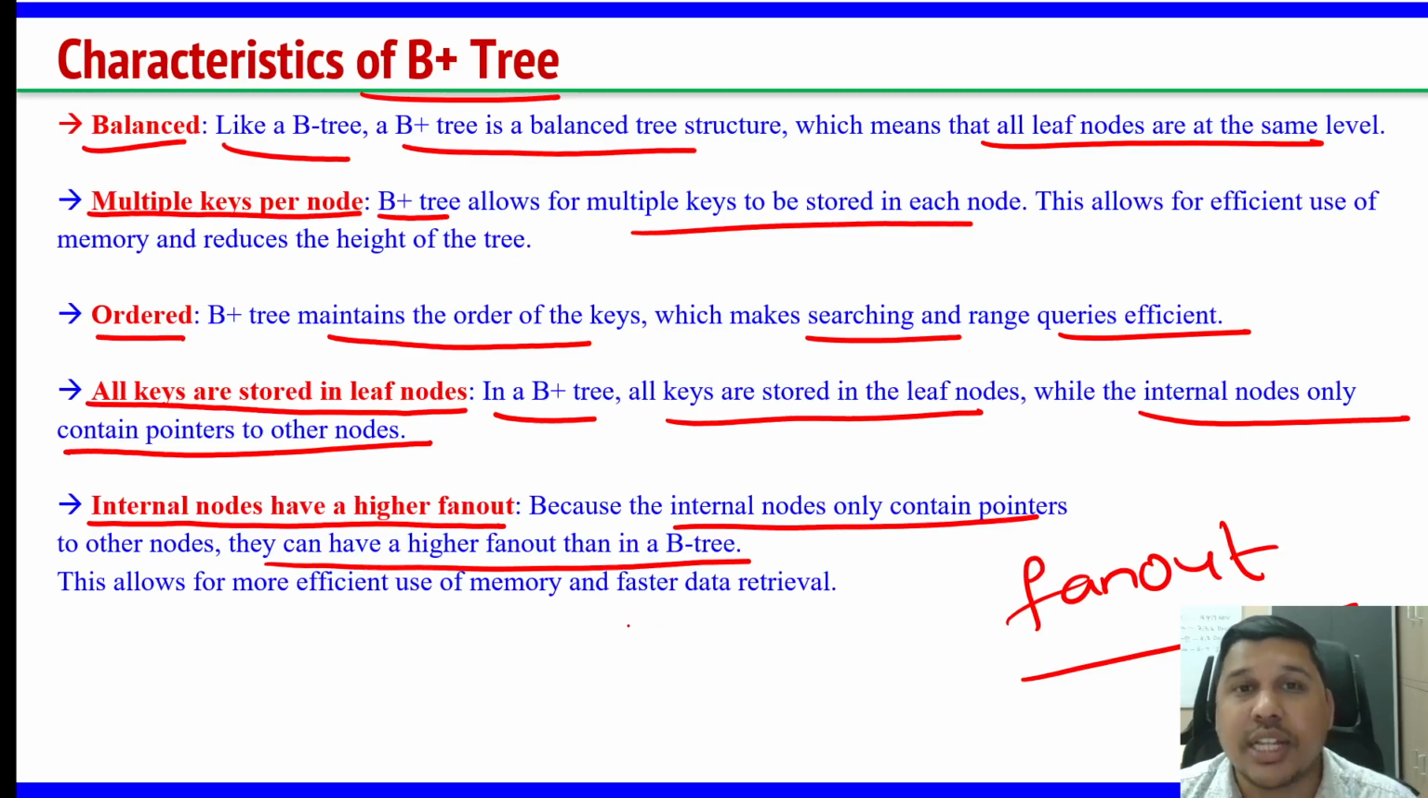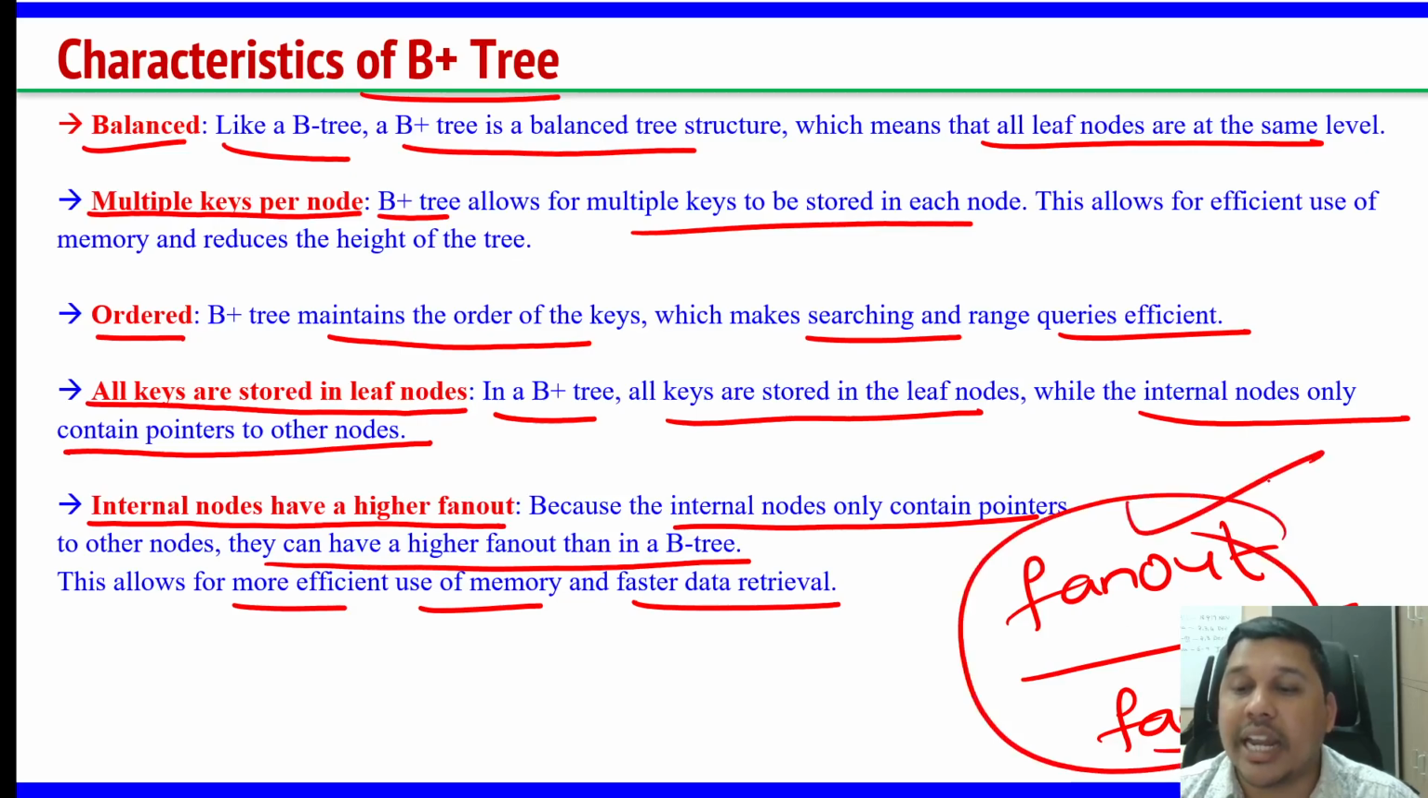In the internal nodes there are only pointers, so there is no element. So, with fan out, accessing elements is not required, it is very fast. This allows more efficient use of memory and faster data retrieval. Fan out, fan in are concepts in operating system. So, they are linked with the performance parameter of the particular component.